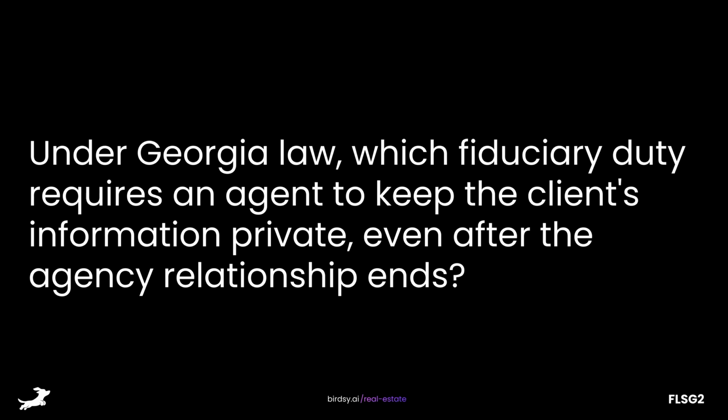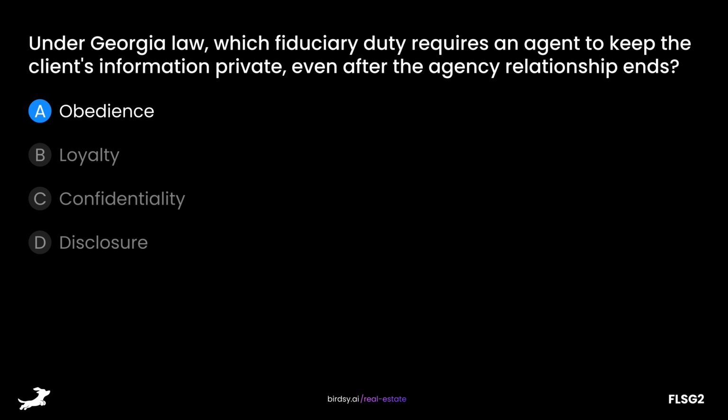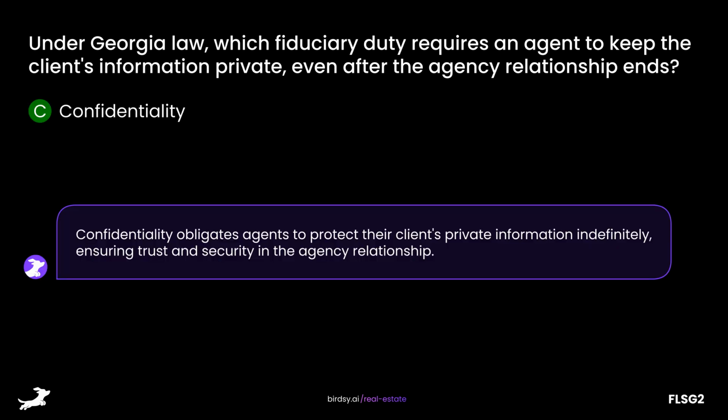Under Georgia law, which fiduciary duty requires an agent to keep the client's information private even after the agency relationship ends? Is it A. Obedience, B. Loyalty, C. Confidentiality, or D. Disclosure? The answer is C. Confidentiality. Confidentiality obligates agents to protect their clients' private information indefinitely, ensuring trust and security in the agency relationship.